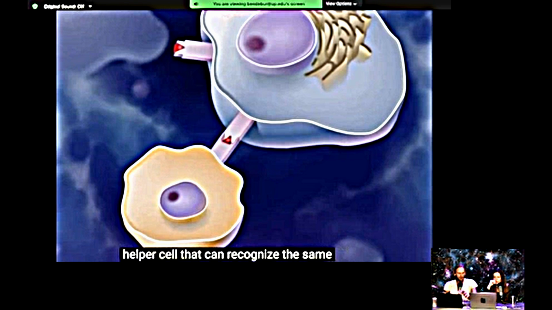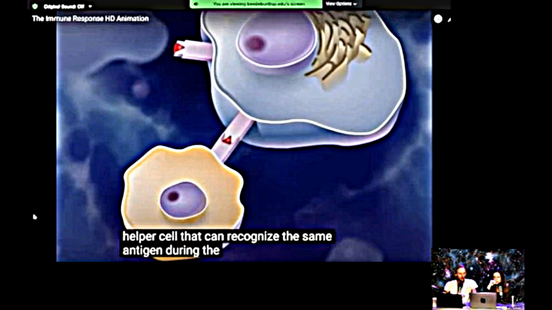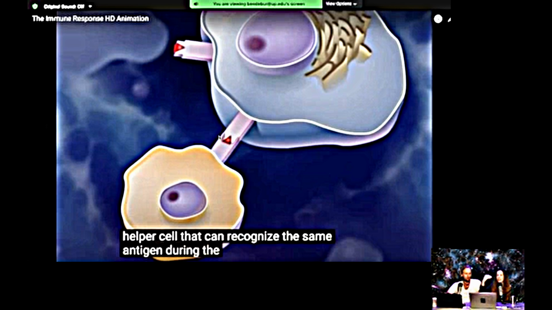Now, there's a T cell that's wandering around out in the environment, going around and checking out all of its compatriots. It's surveilling. It's basically walking up to all of these cells and looking at their surface molecules and asking, do you have an antigen in your surface molecule? And if you do, the T helper cell is capable of recognizing that and then initiating a cascade.